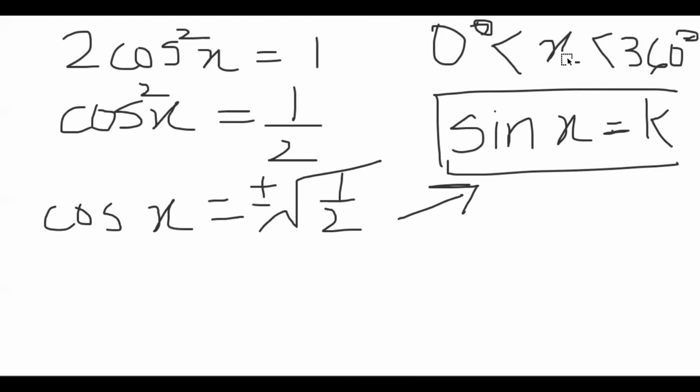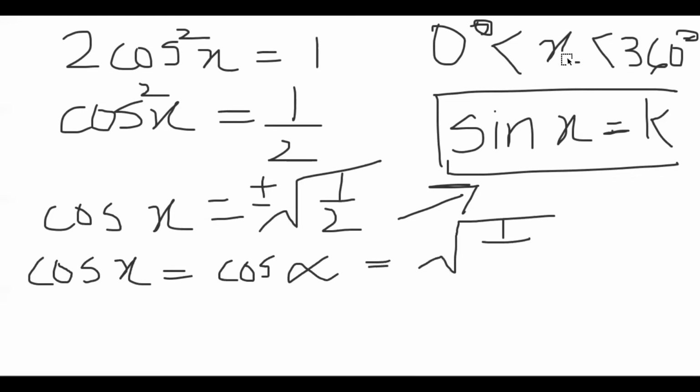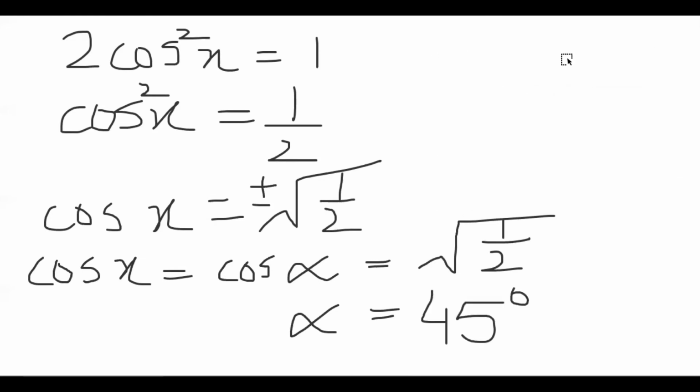Now what I'm going to do is find the alpha. Because cos is positive and negative both, so I can just use the identity cos x is equals to cos alpha is equals to under root half, and from this I can take the cos inverse of under root half and find the value of alpha, which gives me as 45. And my alpha is 45.